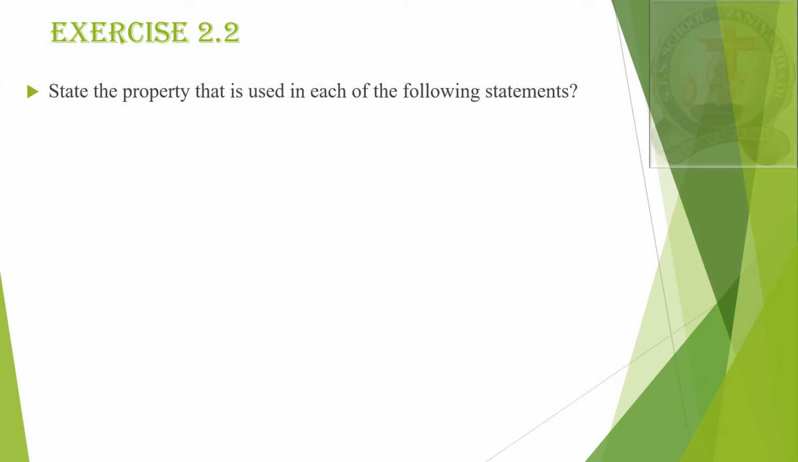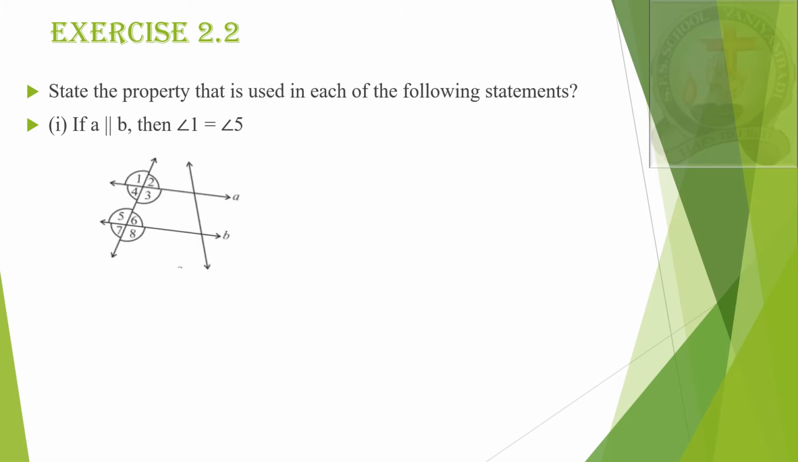State the property that is used in each of the following statements. The condition is, if A is parallel to B, then angle 1 is equal to angle 5. We need to verify that using the property, children. So where is the diagram here? This is the diagram. Now we must understand this very clearly.